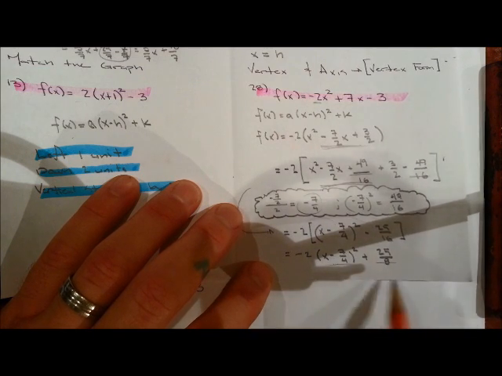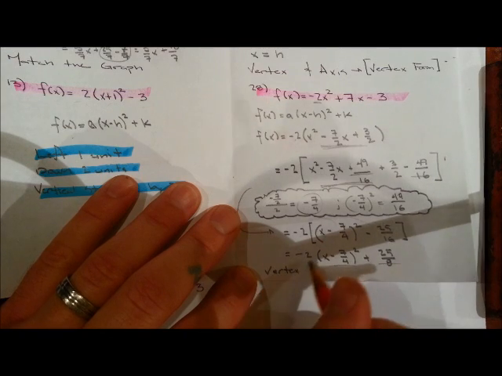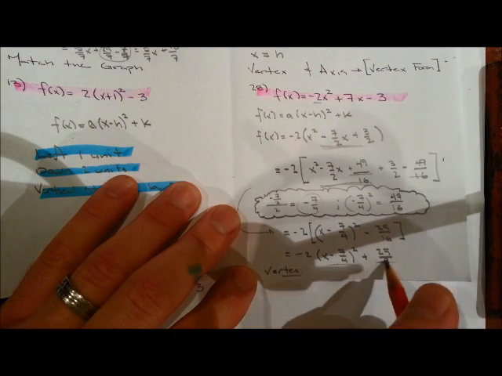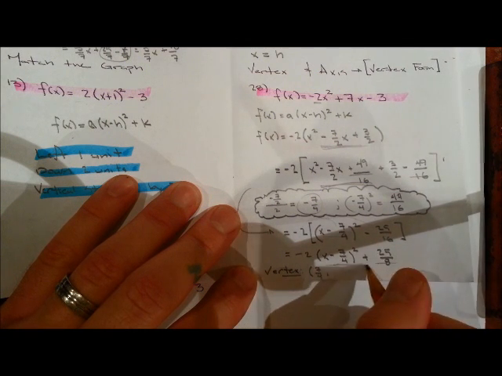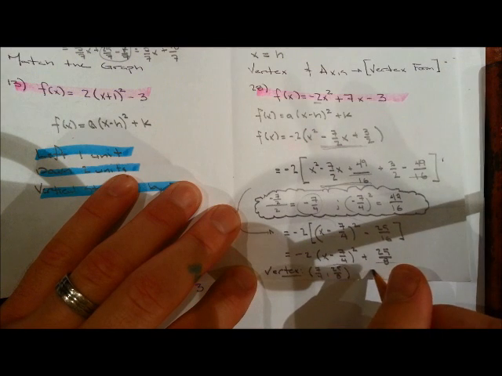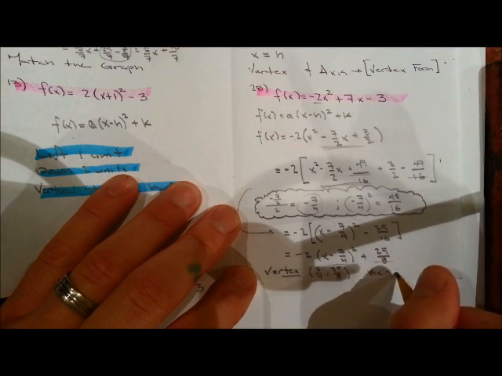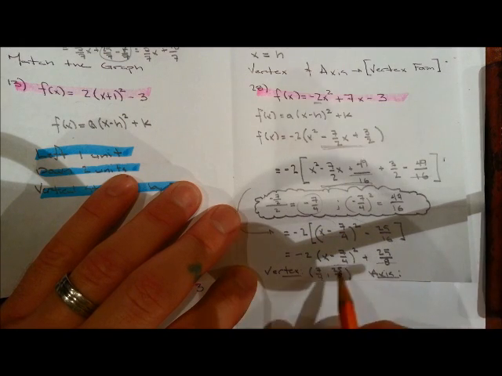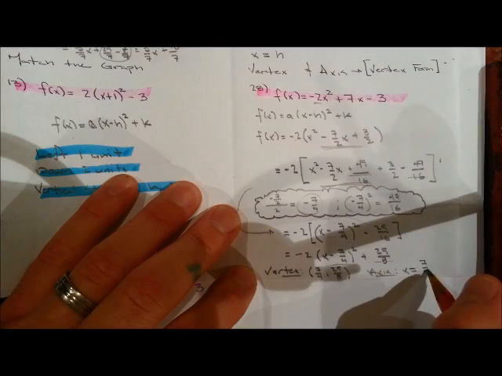So from this, I could actually identify a vertex. I have my h, and I have my k. My h is 7/4, my k is 25 over 8. Then I have my axis of symmetry, which is x equal to my h value, which is just 7 over 4.